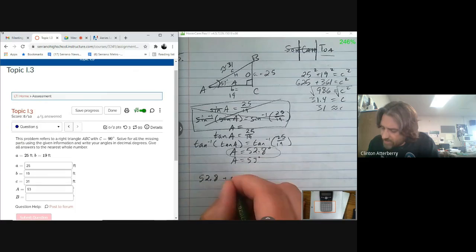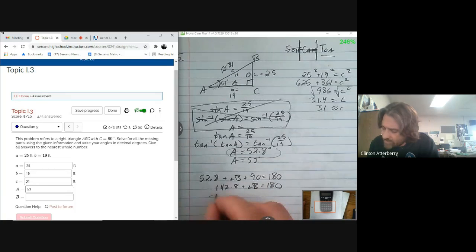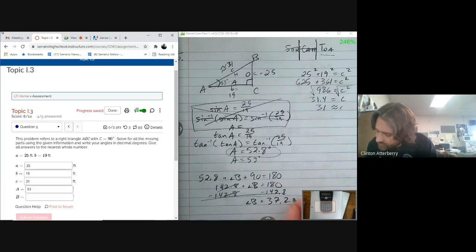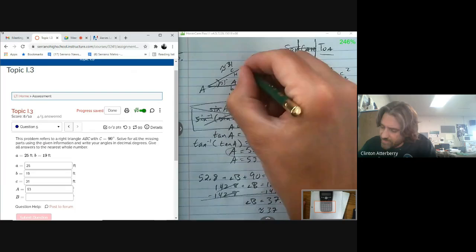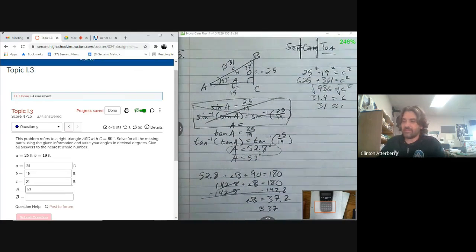So angle A plus angle B plus 90 adds to 180. Let's add those together to get 142.8 plus that unknown angle B adds to 180. Subtract the 142.8 from both sides. Angle B should be 37.2, which would round down to 37. So I'm pretty sure this is going to be 37 degrees up there in that little corner. Let's see if it gives us the answer.